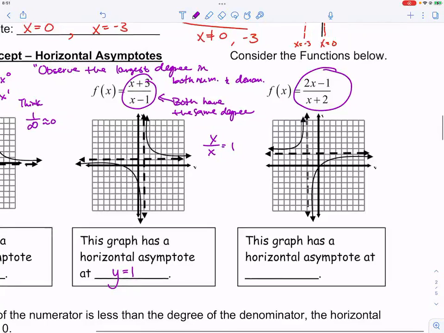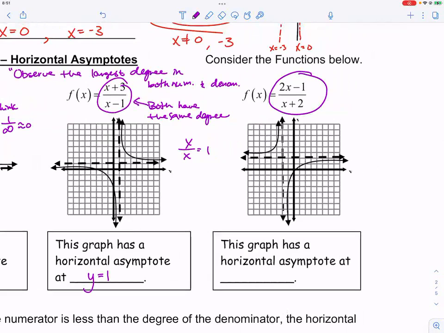And for the one on the right, y is 2x minus 1 plus 2. So the minus 1 and plus 2 doesn't matter. So 2x over x is equal to 2. So we say y equals 2 in this case.